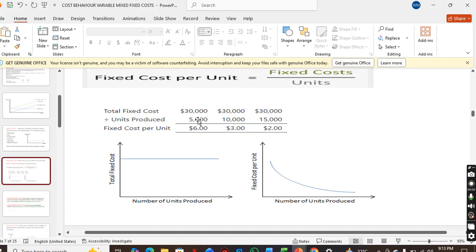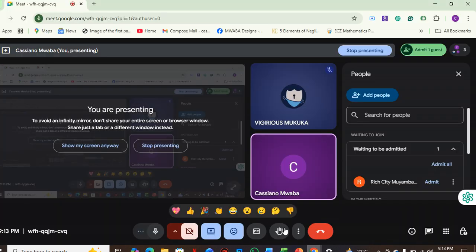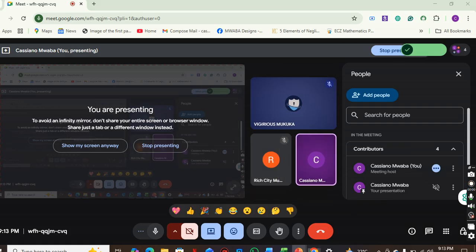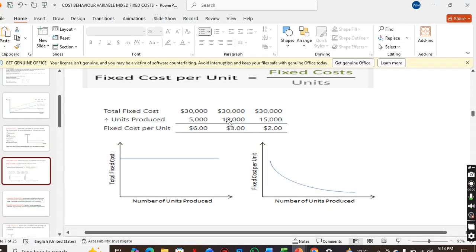30,000 divided by 5,000, $6 per unit. If we produce 10,000 units, our fixed cost still stays at the same, 30,000. But our fixed cost per unit is going to drop. Why? Because more units are absorbing this cost. Okay, so 30,000 divided by 10,000, you get $3 per unit.